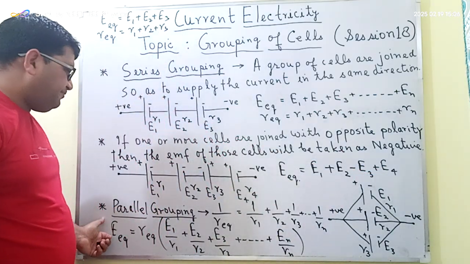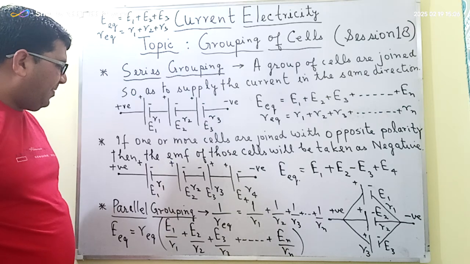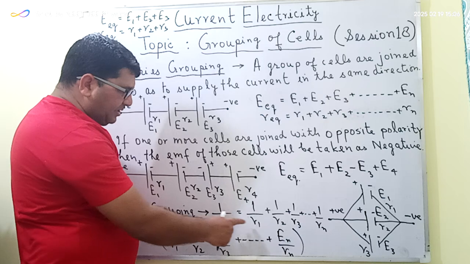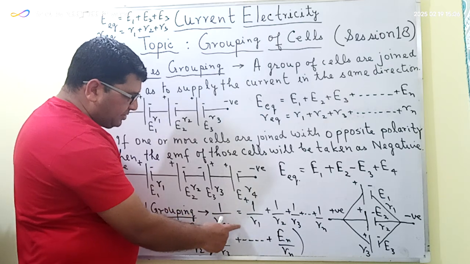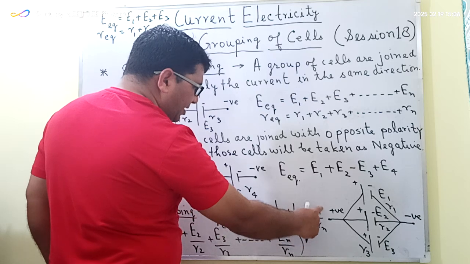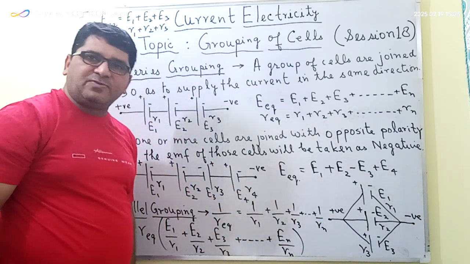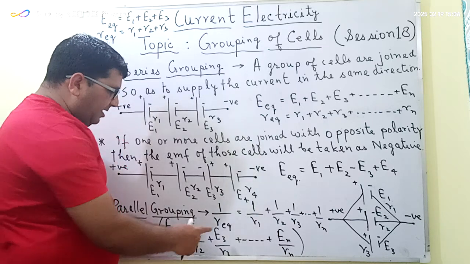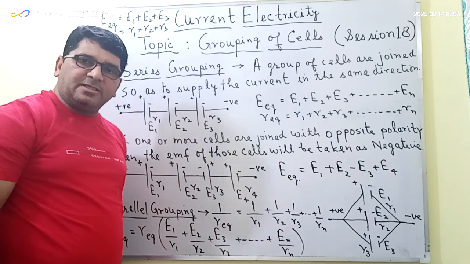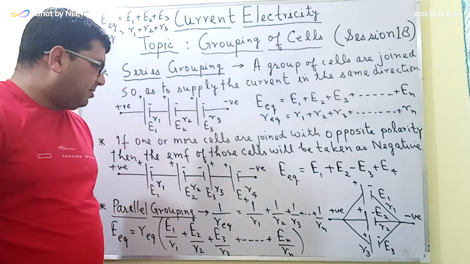Now let's come to the last point, that is the parallel grouping of cells. In the case of the parallel grouping of cells, the equivalent resistance is given by this formula, that is 1 upon Req is equal to 1 by R1 plus 1 by R2 plus 1 by R3 and so on up to 1 upon Rn, where n is the number of cells which are connected to each other in parallel and Req is the equivalent internal resistance of that parallel combination.